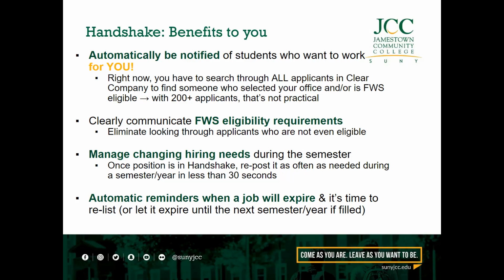process. Currently, any office who wants to hire a student has to go into Clear Company, the system that JCC uses. You have to go into the student worker application and you will get a list of all of the applicants. During the last school year, we had over 200 students apply to work on campus. And as a busy office, it's just not practical for you to go into Clear Company and individually look at all 200 applicants to find out who said that they wanted to work in your office, who is eligible to work on your campus, and if that student is work study eligible or not. It's just a lot of sifting through information that is very time consuming for you.